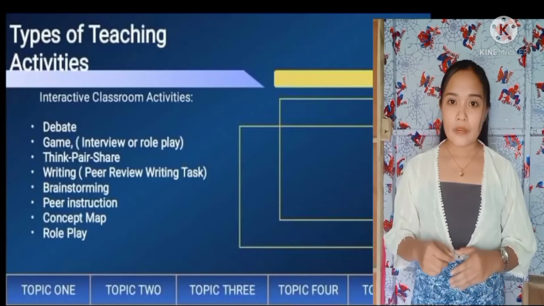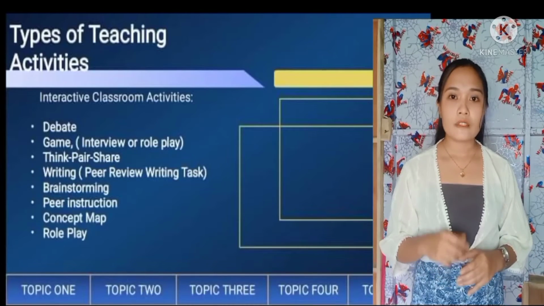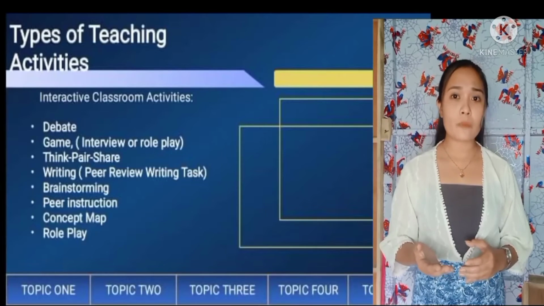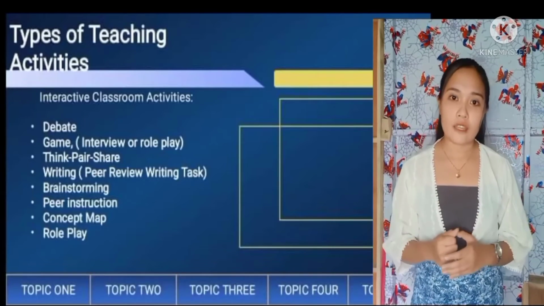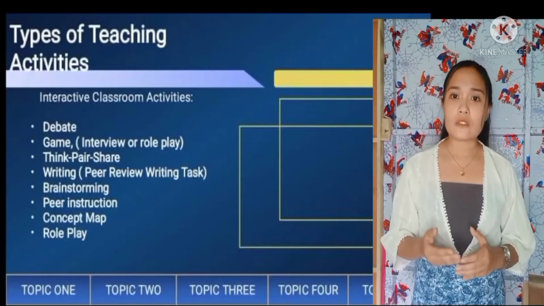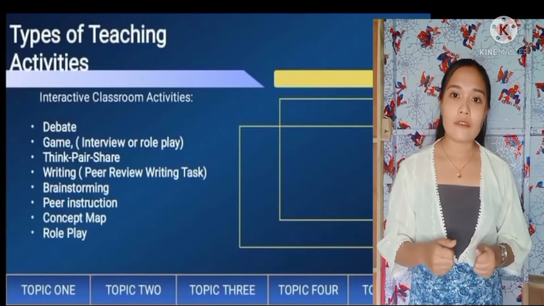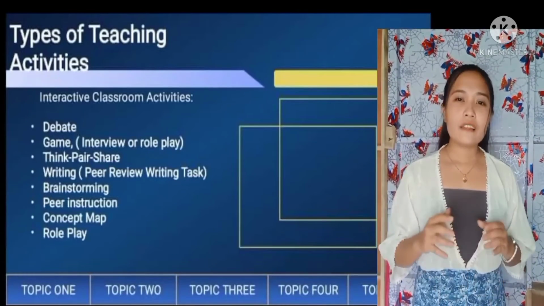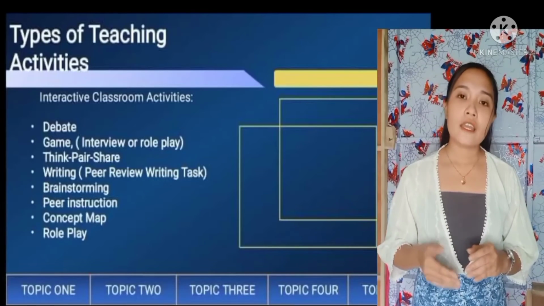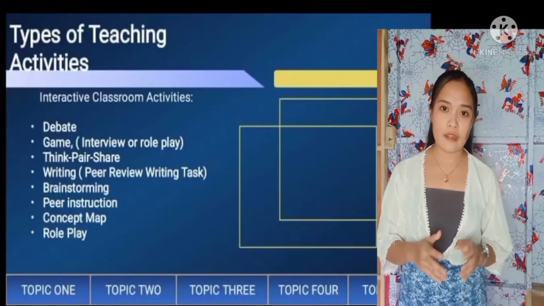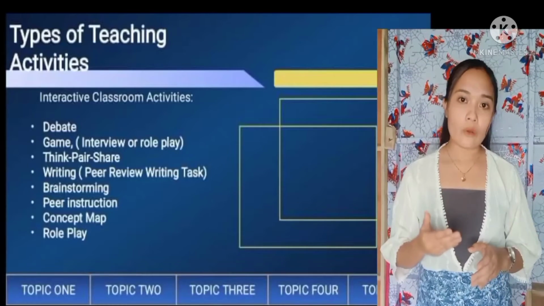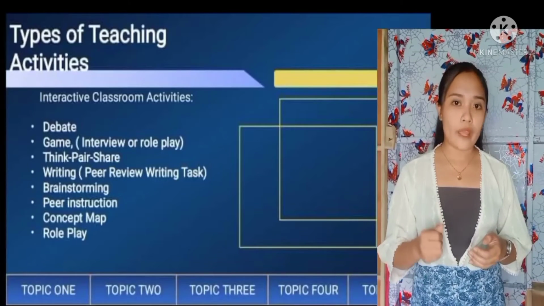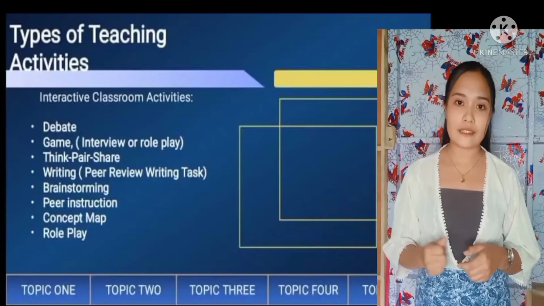Okay, next is peer instruction. Peer instruction may offer some of the richest opportunities for metacognitive teaching. It enables students to evaluate their understanding of the instructor's explanation. The next one is concept map. Learners can use concept maps to discover connections between what they already know and new insights. Concept maps provide a great way to understand new concept details.